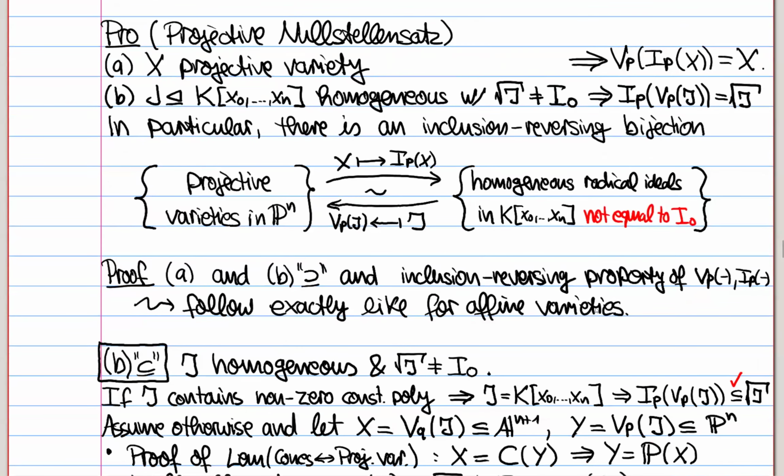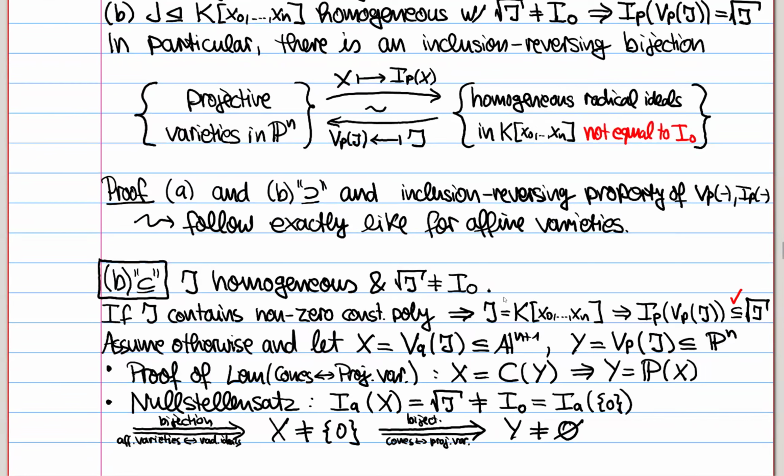So we start with a homogeneous ideal J with radical not equal to I0. Then let's make one case distinction, namely if J contains non-zero constant polynomials. Once you have an ideal which contains a non-zero constant, then it is the entire ring. And then we just check by hand, because then the vanishing locus here is the empty set, and this in fact gives the entire ring back. And indeed, the radical of the entire ring is also the entire ring. So everything works fine.